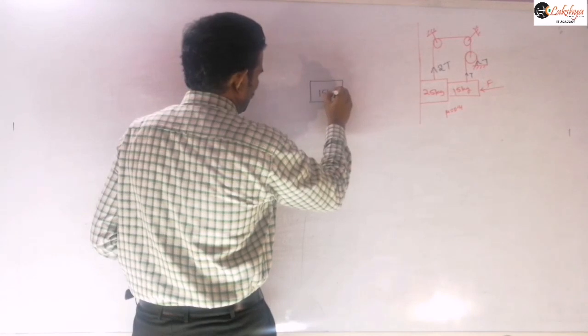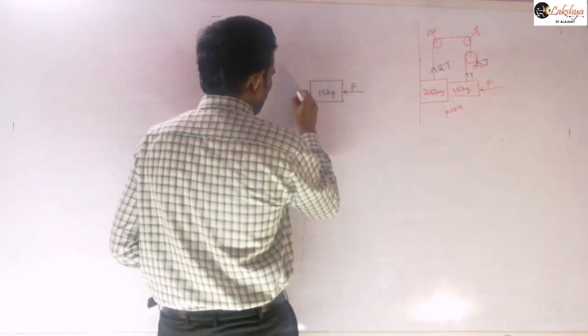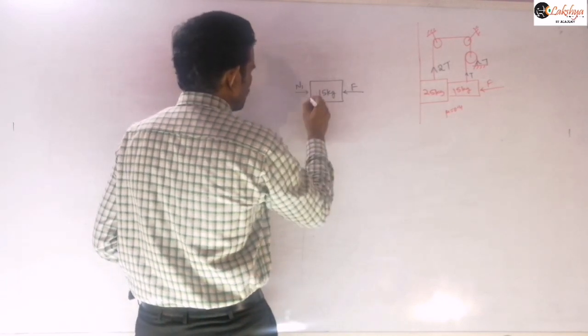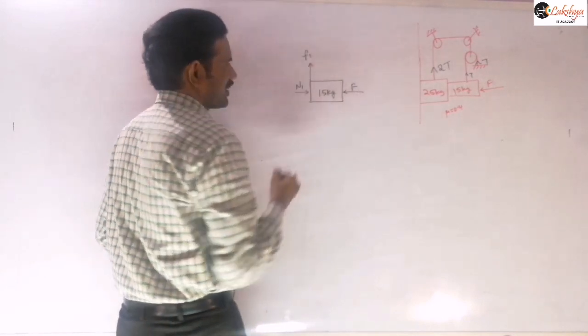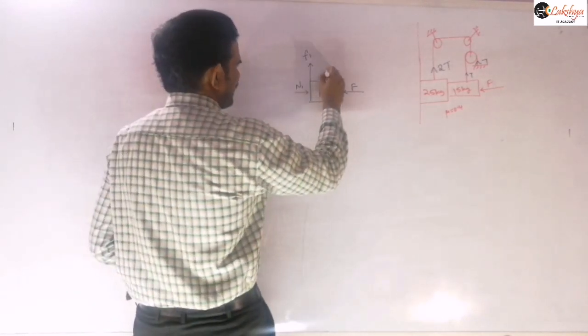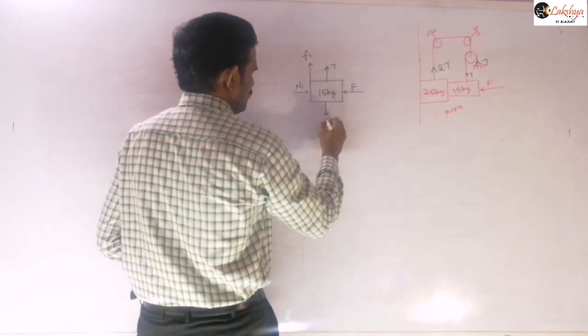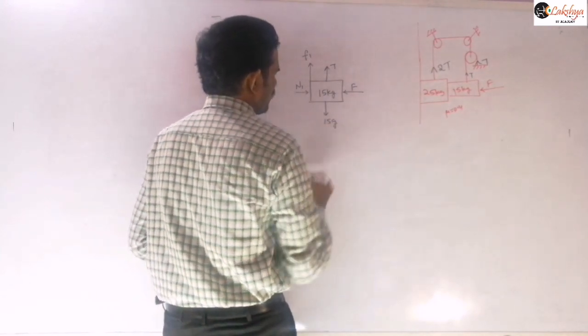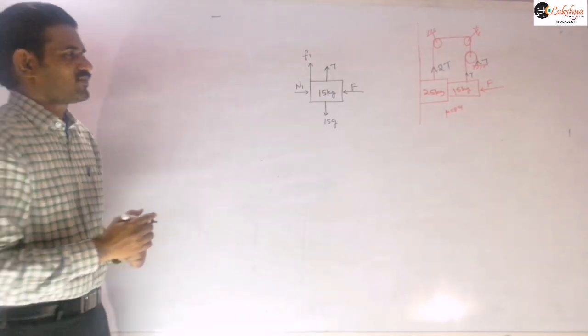So that is the 15 kg block, and this applied force, and here this normal reaction N1 let us consider. Here the frictional force will be in the upward direction, which I am taking as F1. The tension will be in the upward direction, and 15 g will be in the downward direction. That will be the free body diagram of this 15 kg block.